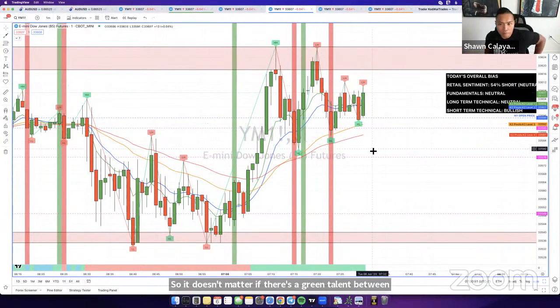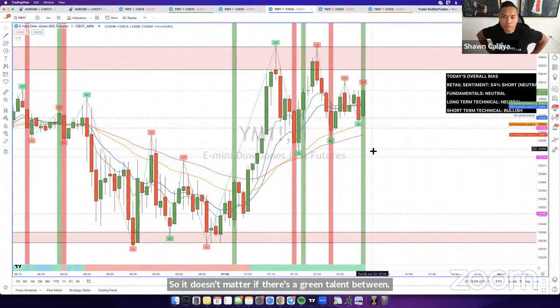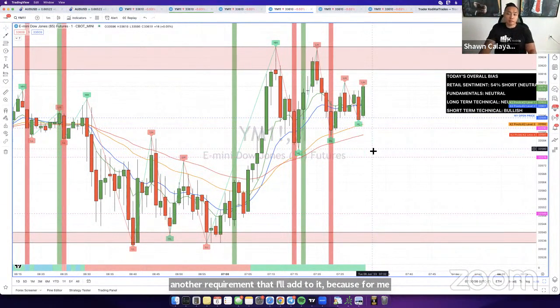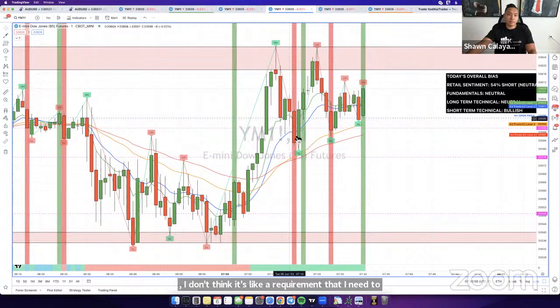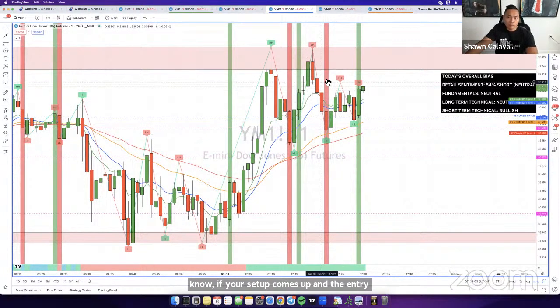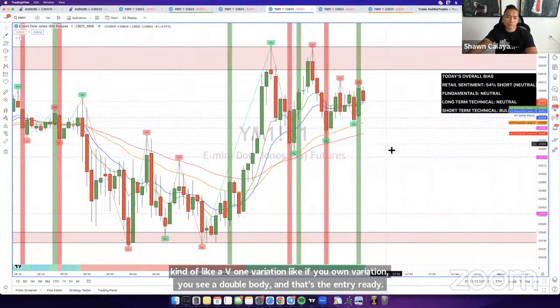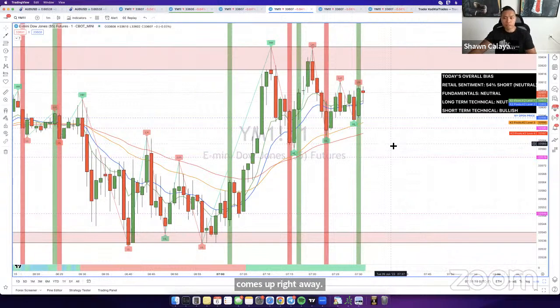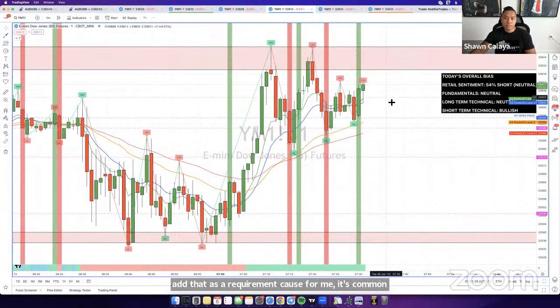That might be another requirement that I'll add to it, because I don't think it's a requirement I need to follow myself, it's common sense. If your setup comes up and the entry doesn't happen right away, it's usually not a setup. It's kind of like a V1 variation. You see a double body, and that's the entry already. Or you see a momentum scalp, and the entry comes up right away. Thanks for mentioning that, Hussein, because I might add that as a requirement. For me it's common sense, but for a new trader or someone that doesn't know the strategy, it probably doesn't seem like something that's automatically identified.